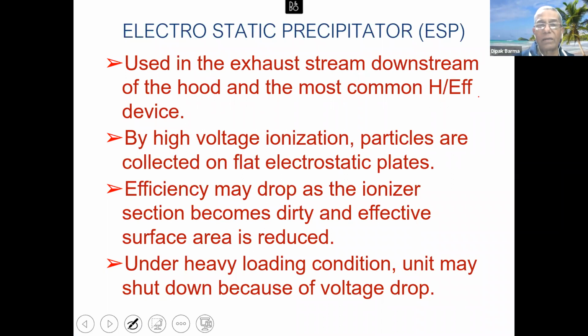Electrostatic precipitator used in the exhaust stream downstream of the hood, and the most common high efficiency design there is, is an ESP. What we do is, with high voltage ionization, particles are collected on the flat electrostatic plates, and only air is allowed to go through. Efficiency may drop as the ionizer section becomes dirty and effective surface area is reduced. Under heavy loading conditions, the unit may shut down because of voltage drop. If there's too much loading, it will drop.